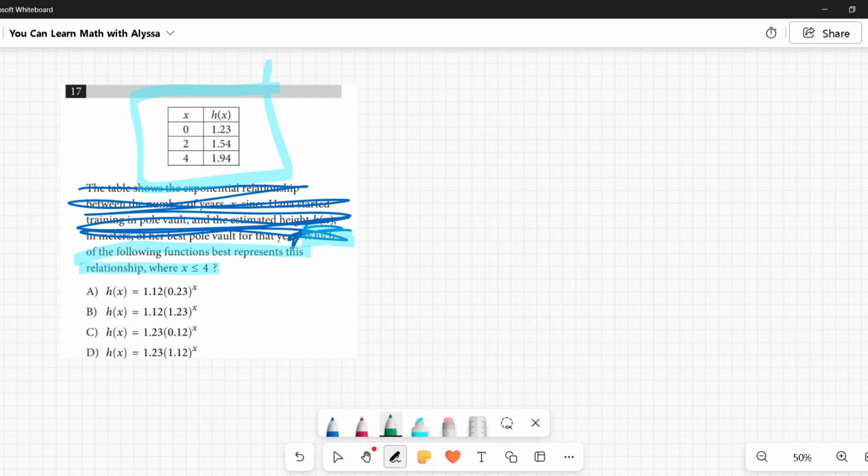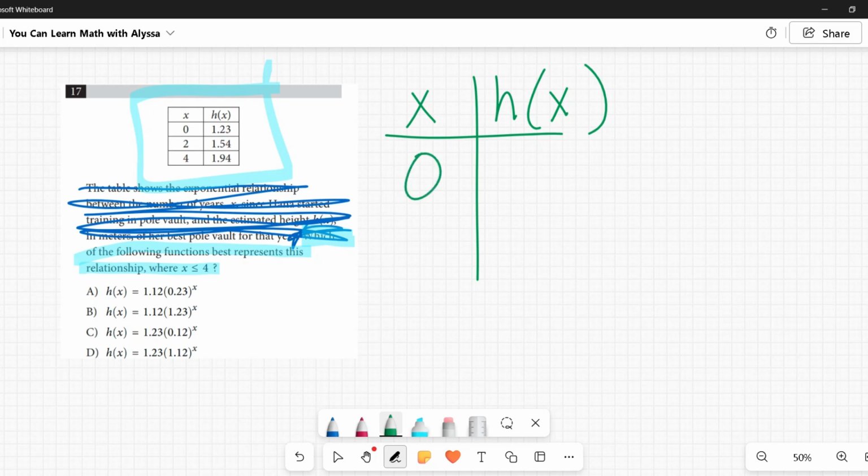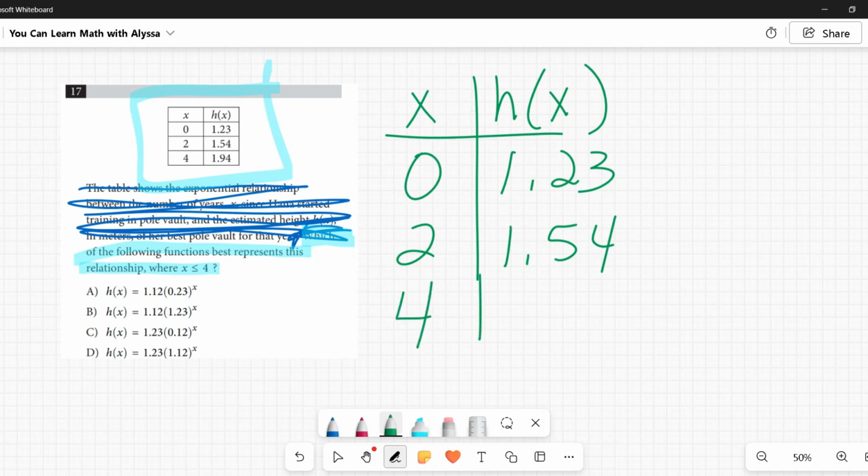Okay, all we want to know is we've got these values. We have x and we have h of x. We have an input and an output. We put a number in, we do math, we get an output. When we put 0 into this equation, whatever it is, we get 1.23. When we put 2 in, we get 1.54. And when we put 4 in, we get 1.94. Which of these equations is it?